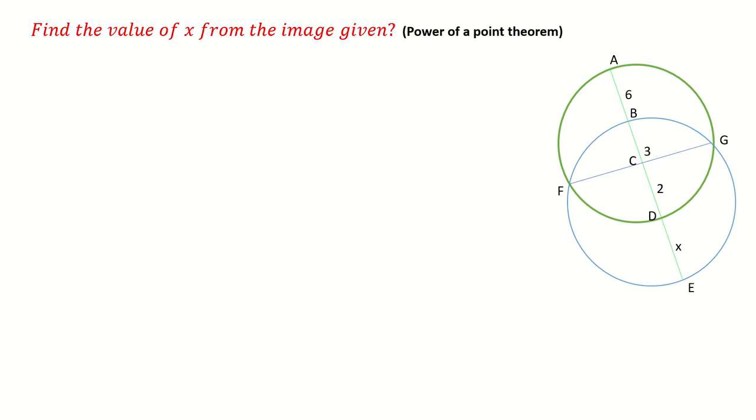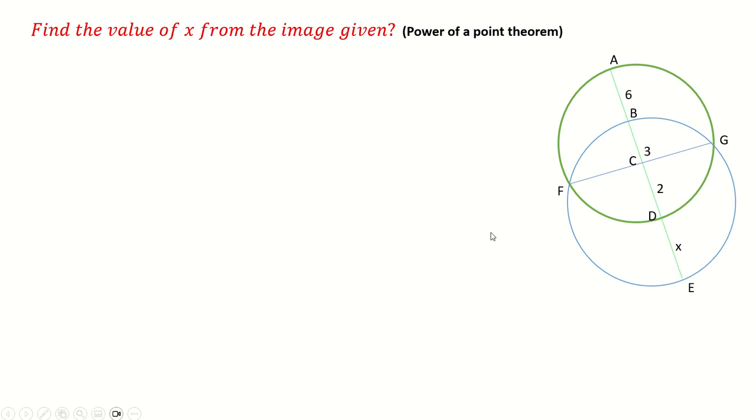Okay, now let's see one geometry problem here. Two circles are given. AE is the long line which is passing through both the circles. You can see AB plus BC plus CD plus DE is AE. The value of AB is given as 6, BC is 3, CD is 2, and we need to find DE, which is X. This value we need to find out.